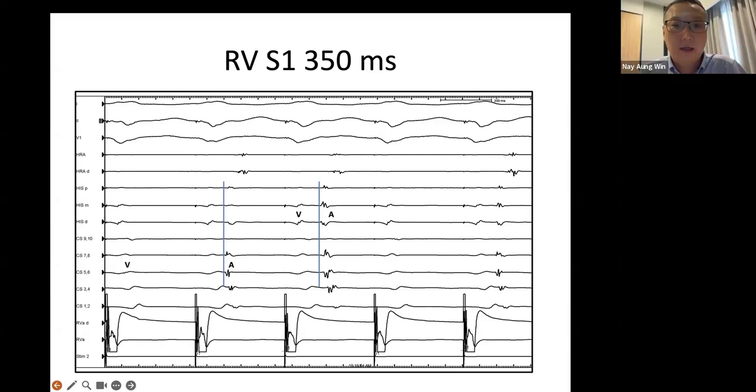Clear? So it is important to look at the EGMs of CS and His together, not just the earliest or later ones. Okay. Go next.